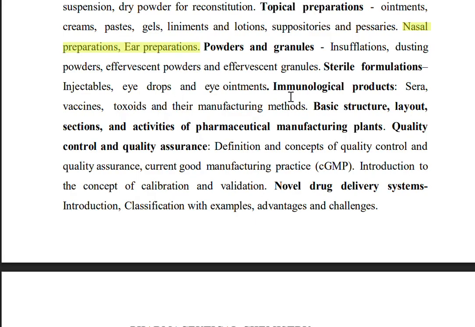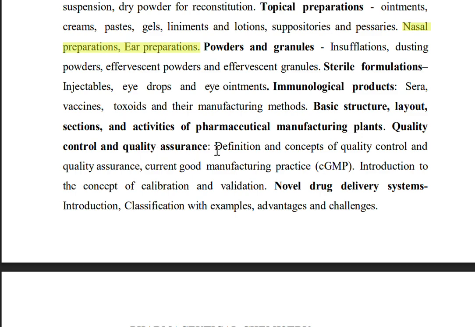Then next, immunological products like serum, vaccine, types of vaccines, that is killed vaccine or live vaccine, toxoids, and then manufacturing methods. So toxoid, recent vaccination like polio, when pulse polio was introduced, like that questions also may be asked. And then basic structure and layout of section, activities of the pharmaceutical manufacturing plants, quality control and the assurance.